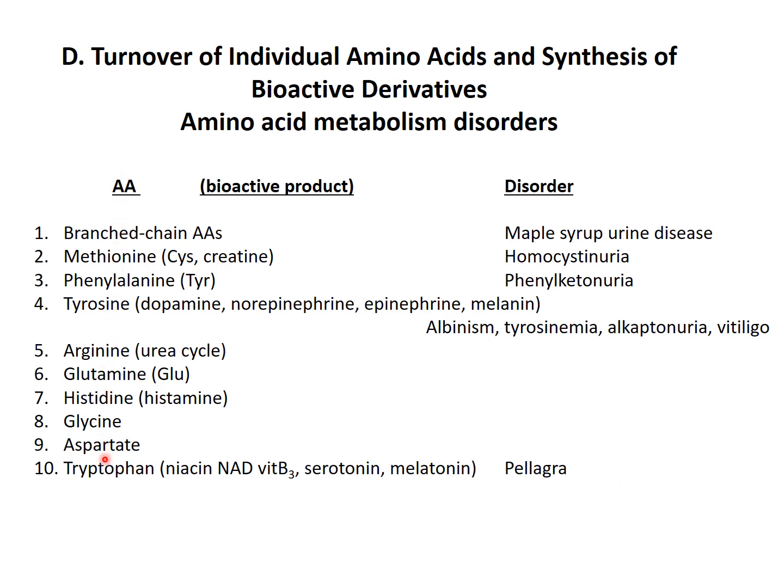So these are the amino acids here. In parentheses, I put what bioactive product, if any, can be produced from these amino acids. And I put here the names of disorders that I mention when I go through the special metabolism of amino acids. These are the disorders that you need to remember. These are the bioactive products that you need to remember for the exam and also for the STEP examination.